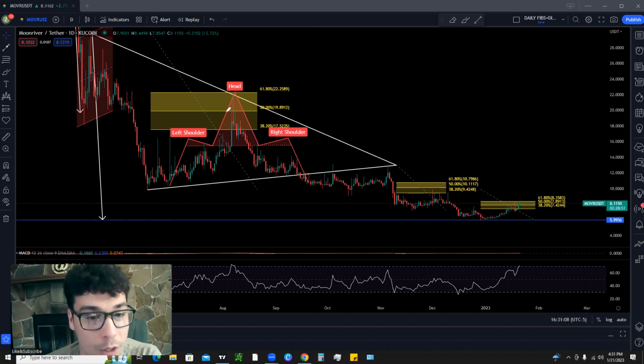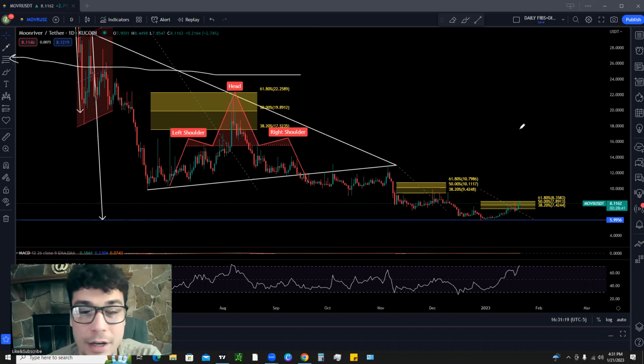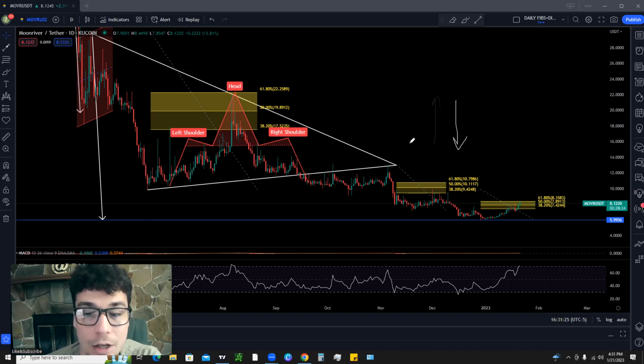Now, before we go over the rest of the patterns on here, I want to teach you guys about these three levels, the 61.8, 50%, and 38.2. These are the three major retracement levels using the Fibonacci tool over here. The reason these are so important and well respected is because nothing moves in a straight line up or a straight line down. You get a move up, retracement, continuation higher, or a move down, retracement, continuation lower.